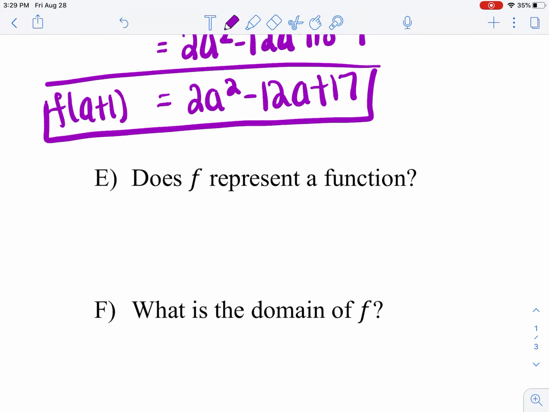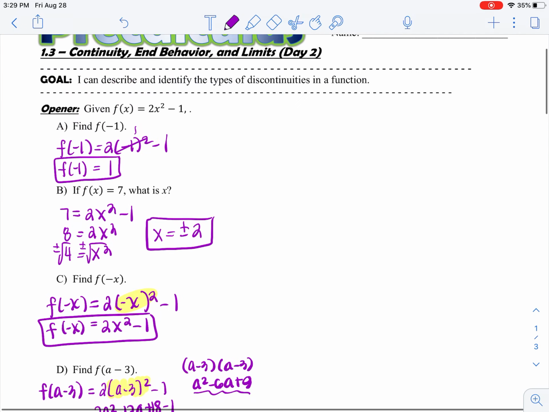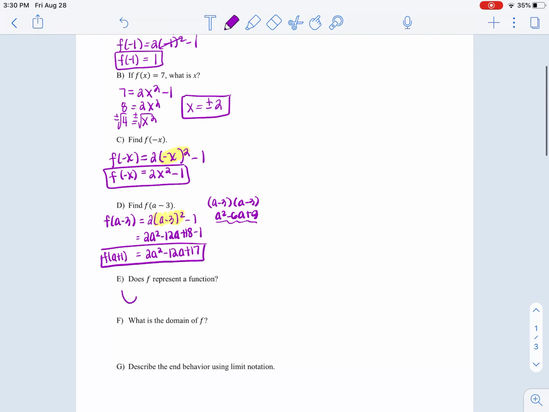Does f represent a function? So is this a function? Okay, to think about whether it's a function, we have to think about what it is. You can think about it two ways. You can think about what it looks like, or you can ask yourself, for every x value that I plug in, will it only give me one y value? So if I plug in any x value on the face of the earth, is it going to ever give me more than one answer? The answer is no, it will not. So therefore, it's a function. It's only going to give me one answer every time. Another way of thinking about it is that it is a parabola because it's a quadratic because there's x squared. And that passes the vertical line test. So yes, it is a function.